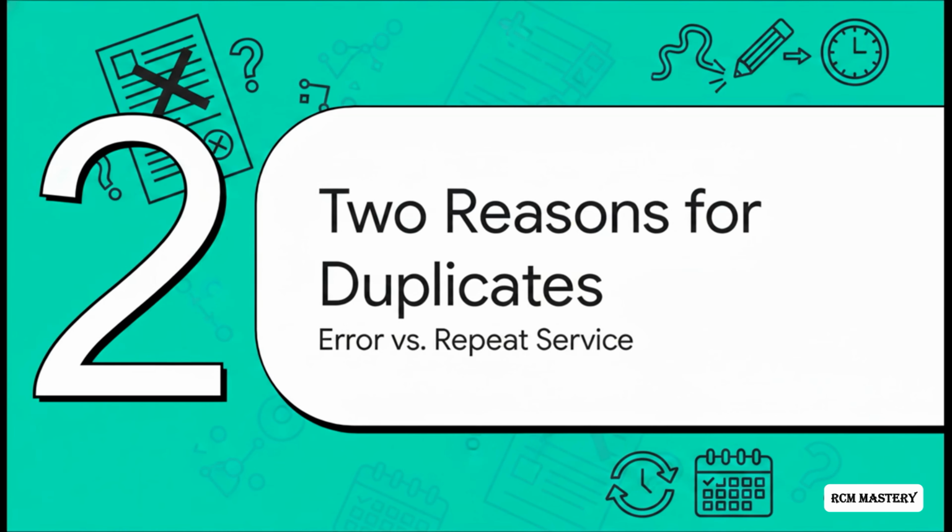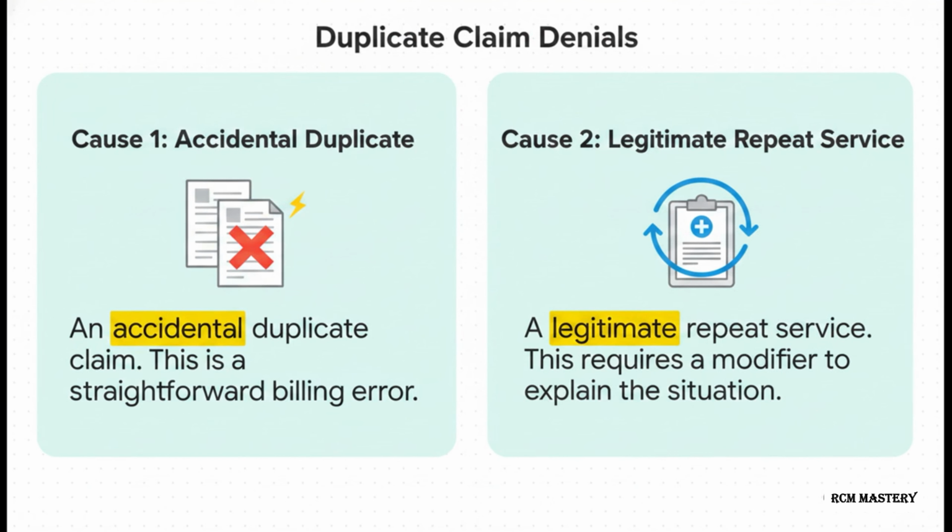So when you get a CO-18 denial, your very first job is to figure out which of two very different situations you're dealing with. Was it just a simple billing error, or was it a totally legitimate repeat service that just needs a little more explanation? It pretty much boils down to one of these two things. Because number one is just a simple accident. Someone clicked submit twice, or maybe there was a system glitch. It happens. But cause number two, that's a legitimate repeat service. This isn't an error at all. It just means the provider intentionally did the same procedure twice for a good reason, and now we just need to use the right code to tell the insurance company why.